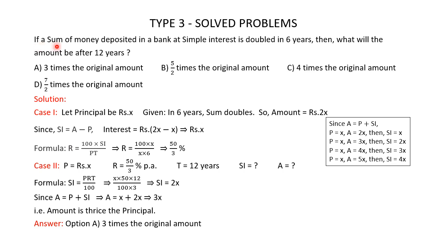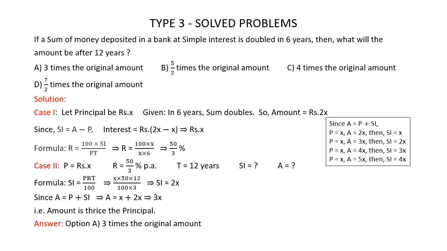If a sum of money deposited in a bank at simple interest is doubled in 6 years, then what will be the amount after 12 years? Here you are given 4 options and you have to find out which of these options is the correct one.